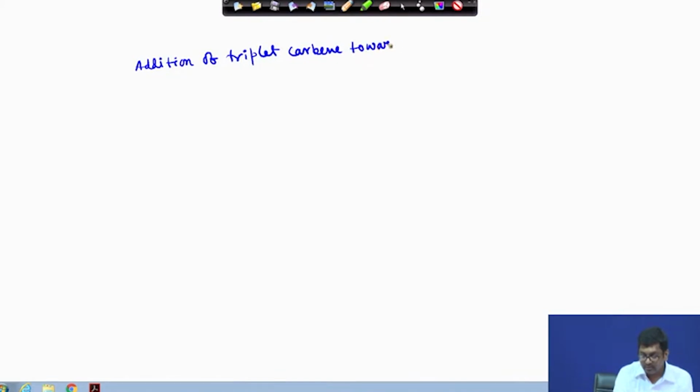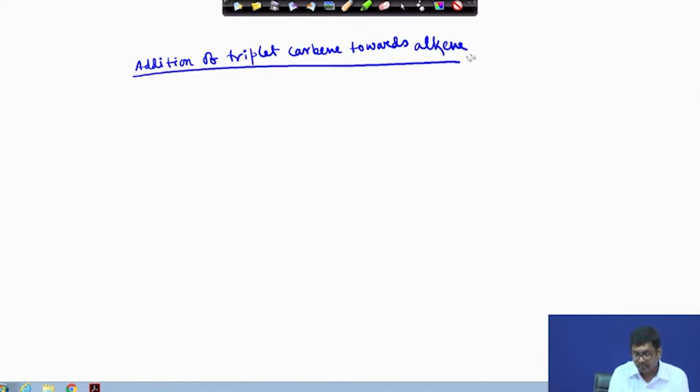So, today we will learn the addition of triplet carbenes towards alkenes. How will they react? Like the previous class, again we can take this Z olefin.